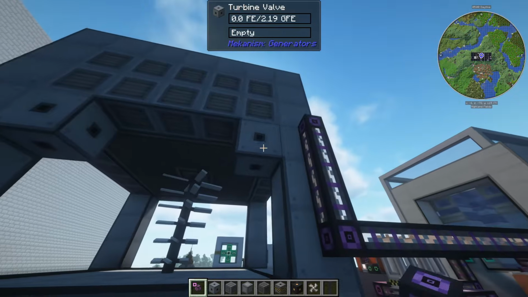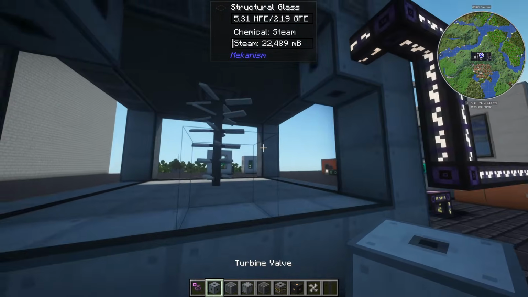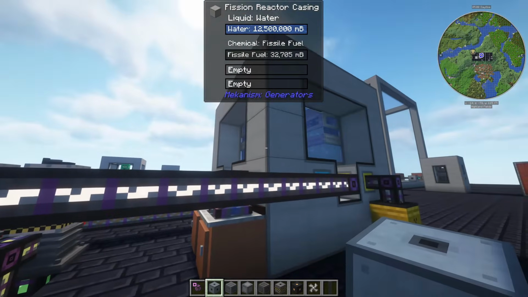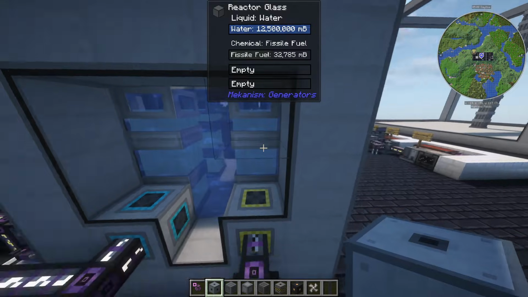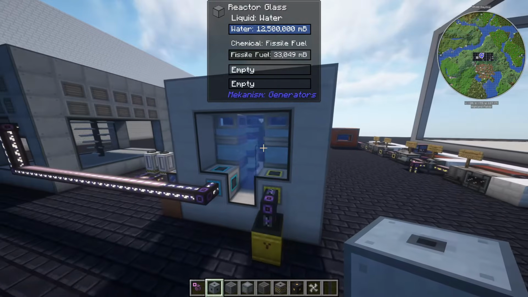So basically what we do is we'll actually connect the steam that we've been making over here. Let's connect it up here. And now as you can see, it is starting to make power by rotating. So there's not a whole lot of steam being made because there's not a whole lot of reactor here. It's not very good.